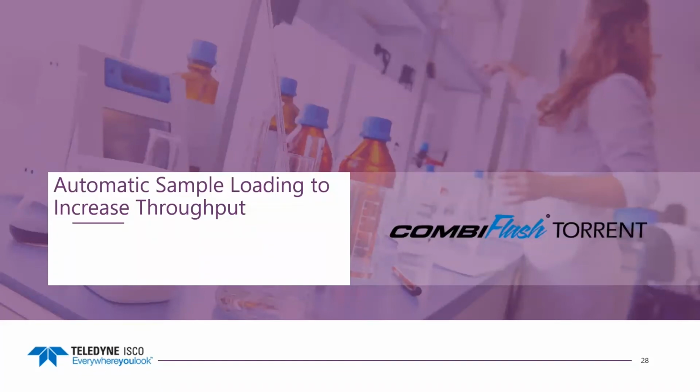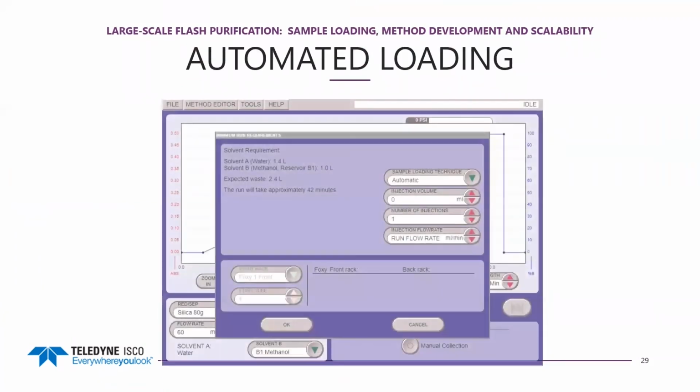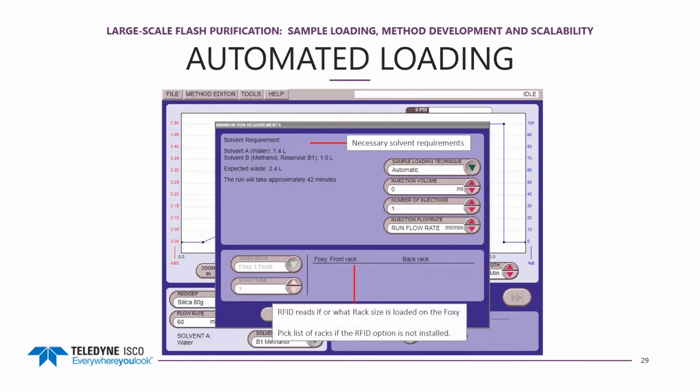So finally, I want to go into the automatic sample loading to increase your throughput and how the solvent selection valve can help you facilitate that. The automated loading process on the Torrent is a little bit different than the other sample introduction methods that we discussed earlier. So just to highlight the difference in the screen, you're going to get your run requirement screen when you hit play. And if you have the solvent selection valve on there, you're going to get this option. When you select your sample loading technique, you would choose automatic.